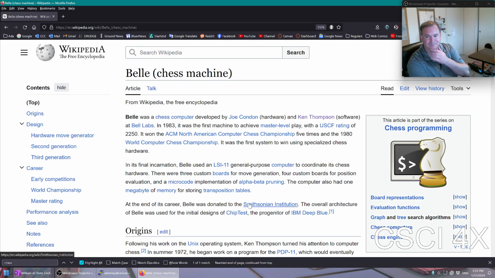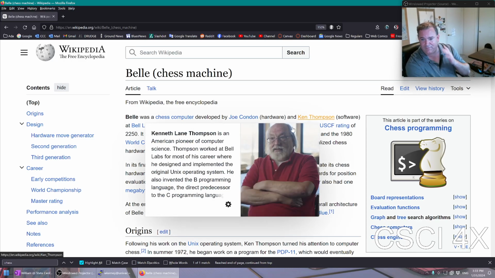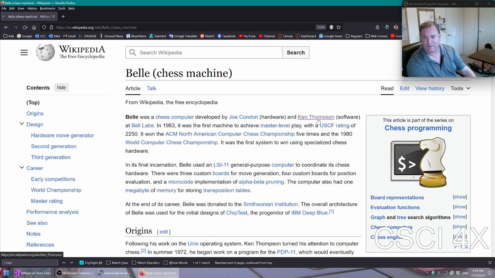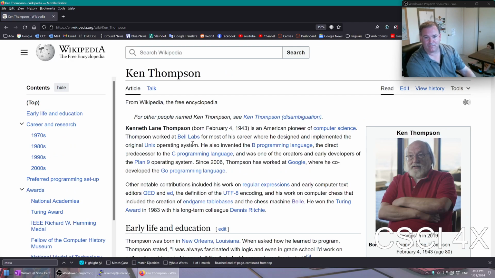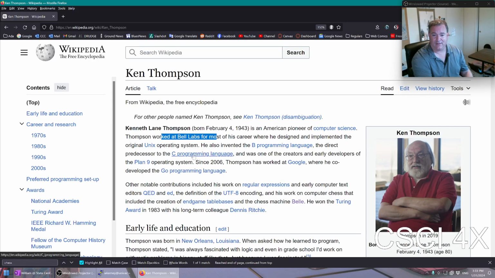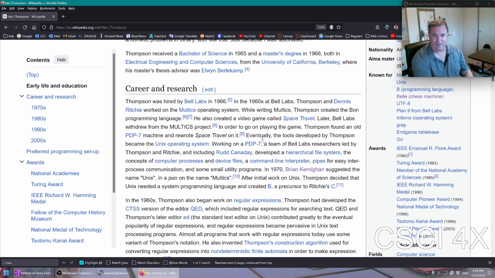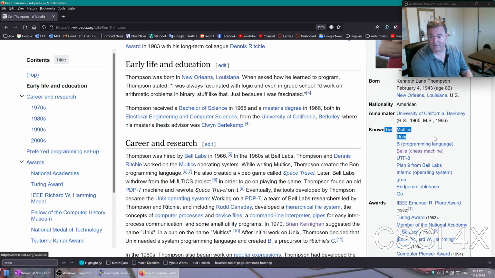Yeah. So Ken Thompson is one of the big heroes in computer science. Bell Labs was where a lot of the big advancements in computer science came from back in the 1970s. Bjarne Stroustrup was there. He made C++. He made Unix. That's kind of important.